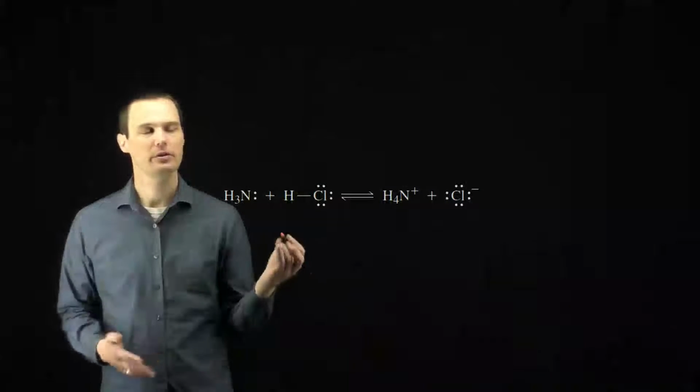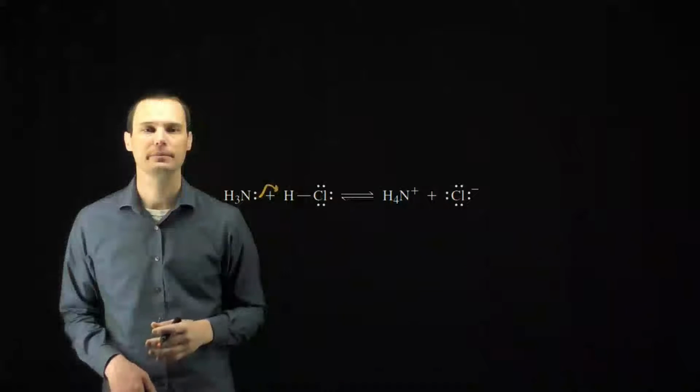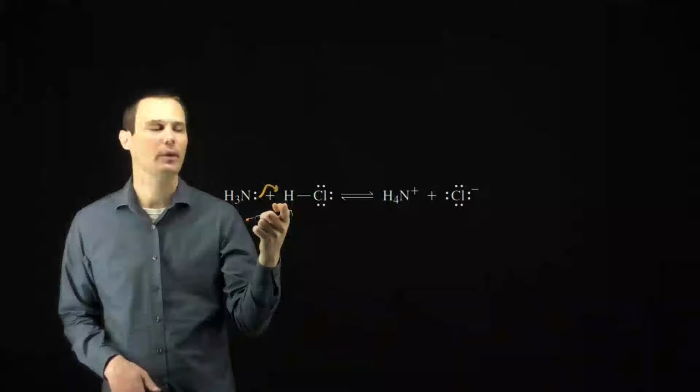To draw the curved arrow notation for this reaction, then, I can start with the lone pair on nitrogen and use these electrons to form a new bond to this hydrogen. That will form the new nitrogen-hydrogen bond, but it will build up too much electron density around this hydrogen.